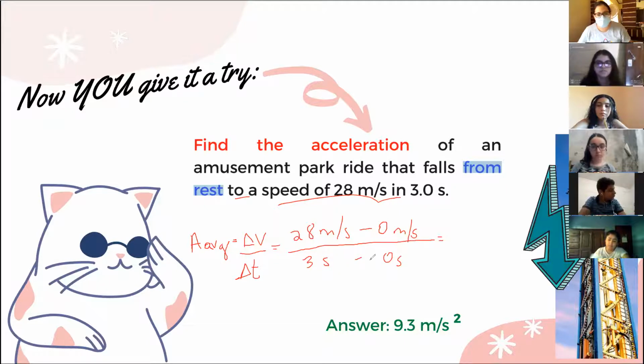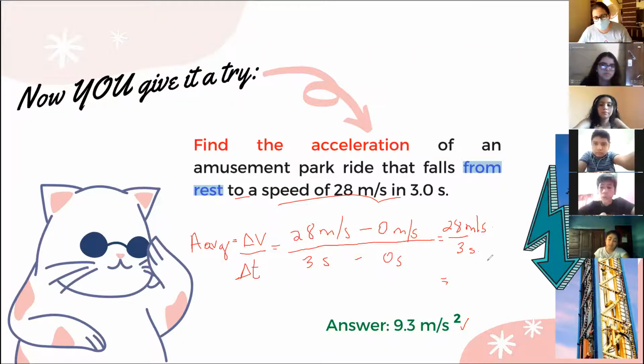So here, 28 minus 0 is going to give you 28, and 3 minus 0 is going to give you 3, meters per second divided by second. Did you get the same answer? Yes, Miss. Thank you. 9.33, right? 9.33. Yes. And the second squared comes from multiplying the seconds with seconds, okay? So 9.33 meters per second squared.